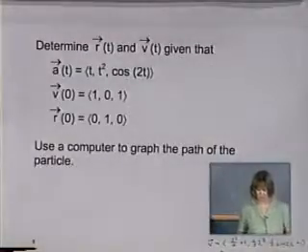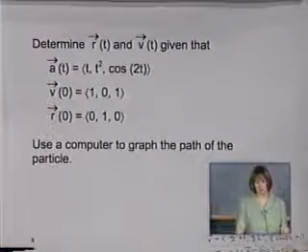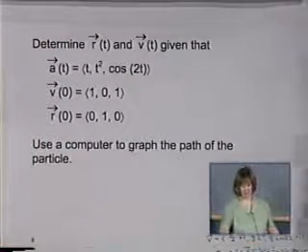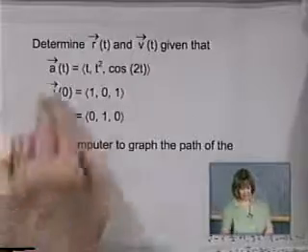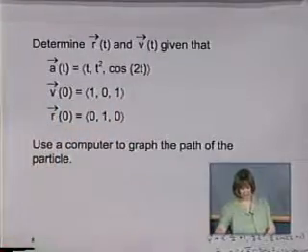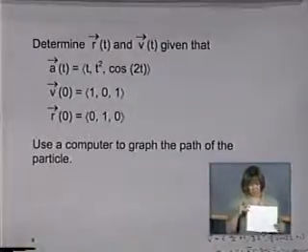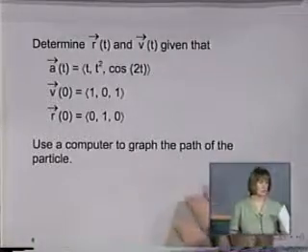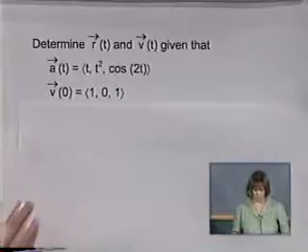All right, let's do another one. In this one, they want us to determine r of t and v of t, given that a of t is blah, blah, blah, and they tell me v of 0 and r of 0. And then lastly, they ask me to use a computer to graph the path of the particle so we can see what it looks like. Okay, same thing all over again.